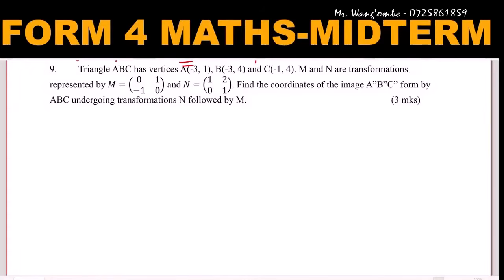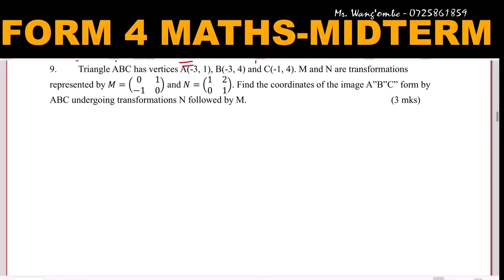Question 9. Triangle ABC has vertices A(-3, 1), B(-3, 4), and C(-1, 4). M and N are transformations represented by matrices M = (0, -1; 1, 0) and N = (1, 0; 2, 1). Find the coordinates of the image A double prime, B double prime, C double prime formed by ABC undergoing transformation N followed by M.